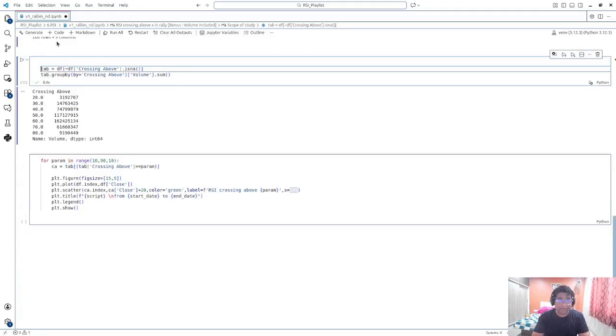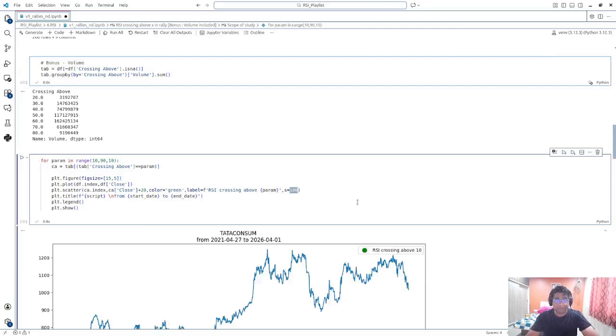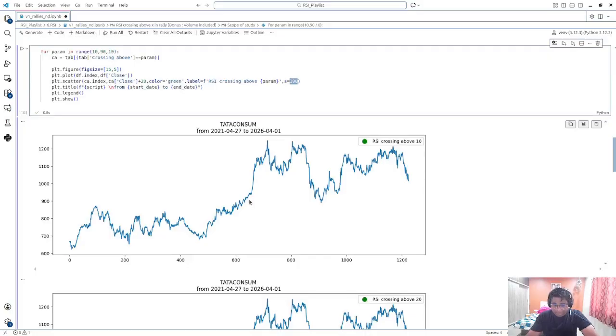This is the bonus I talked about. I'll come back to this after we finish this, and then we will plot the closing price. This is a simple closing price, and on this closing price we have plotted dots. You will see green dots where RSI has crossed above 10. This is a simple price plot. These are the dates encoded, and this is the price.